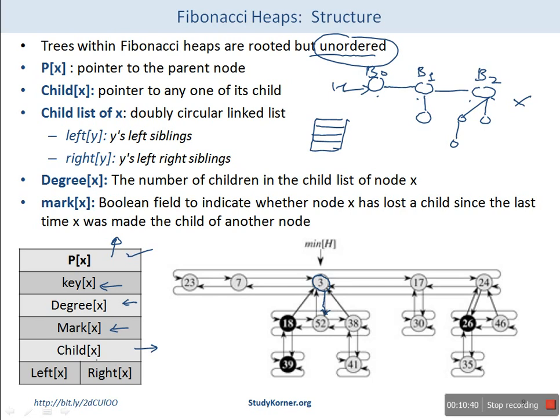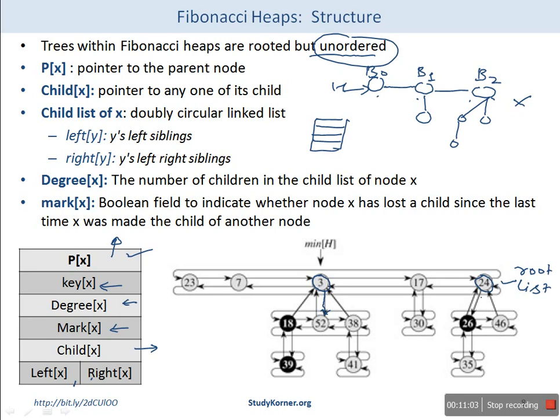Now every node has two pointers, left and right, because we implement a circular doubly linked list here. Every node requires the left pointer as well as the right pointer. So the right pointer of the last node in the root list points to the first element in the root list. This whole list is known as the root list.